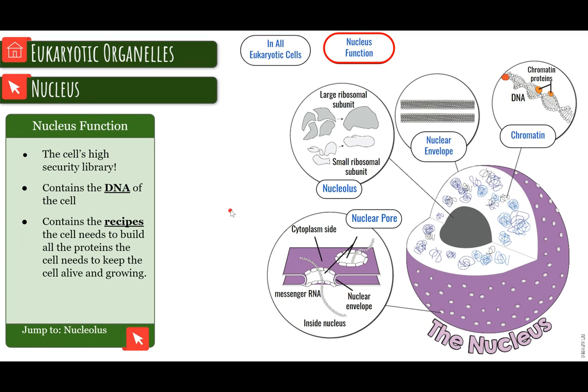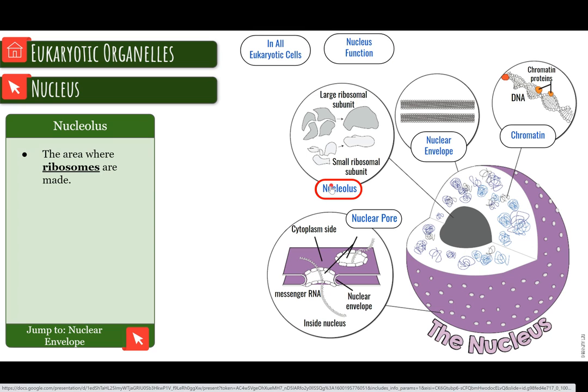Now, in eukaryotic cells, the nucleus contains the DNA. And the DNA is like the recipe for life. It's not a blueprint. It's not a layout of a house. It's a recipe. Eggs, milk, butter, flour to make a cake. DNA, A, T, C's, and G's to make you.